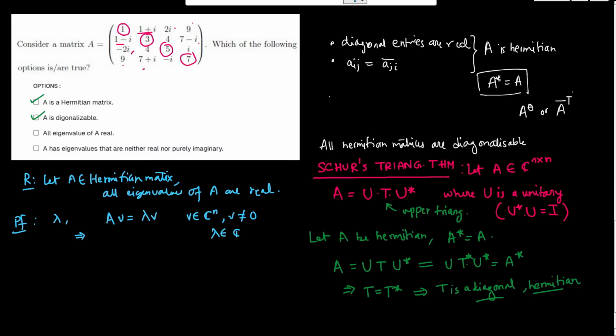Now, let me take a complex conjugate transpose of both sides. So I will have V star A star is the same as lambda conjugate times V star, right? Now what I will do, I will multiply on the right by V. That will give me V star, and instead of A star, I can again write A because A star is the same as A because A is Hermitian. This will be equal to lambda bar, which is again lambda conjugate, times V star times V.